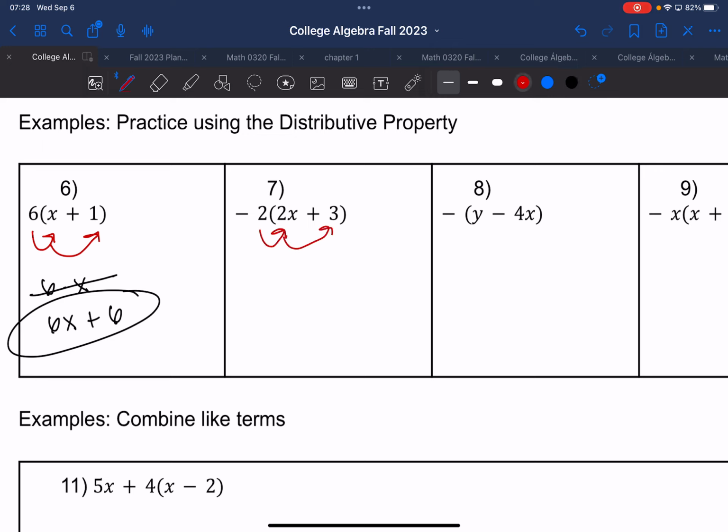Okay, on the next one, am I distributing the 2 or am I distributing the negative 2? Negative 2. So I have negative 2 times 2x, which gives me negative 4x, and negative 2 times 3, which gives me negative 6. Are these like terms? No, so this is my answer. What about number 8? Number 8, we don't have a number to distribute. We don't see a number. We assume that number is 1. So I would write a 1 here. And am I distributing a 1 or a negative 1? Negative 1.